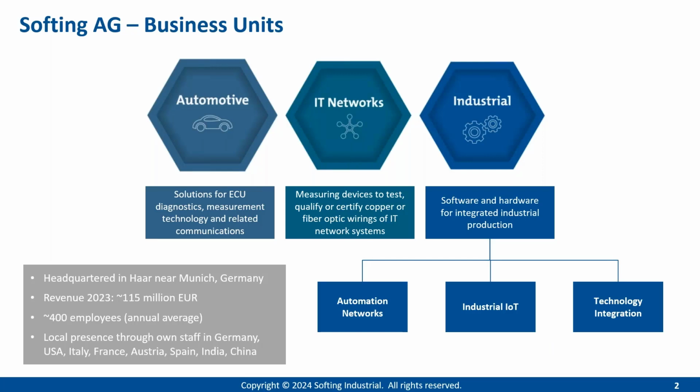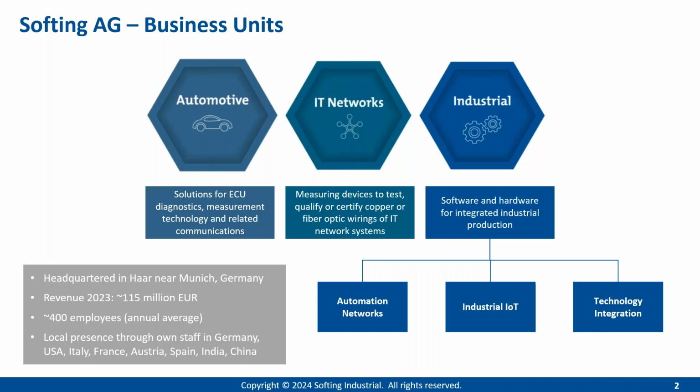We are based in Germany, in Haar, which is just outside Munich in the south of Germany. There is a holding structure, so we have a parent company, Softing AG, and underneath this parent company, there are 3 business units, as you can see here on the slide. So there's one unit focusing on embedded systems for vehicle, automotive, or ECUs. One division which is called IT Networks, focusing, let's say, on test devices for cabling or wiring. And there's Softing Industrial, which is speaking here today.